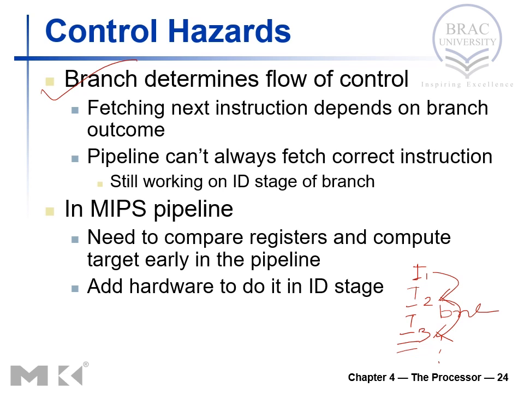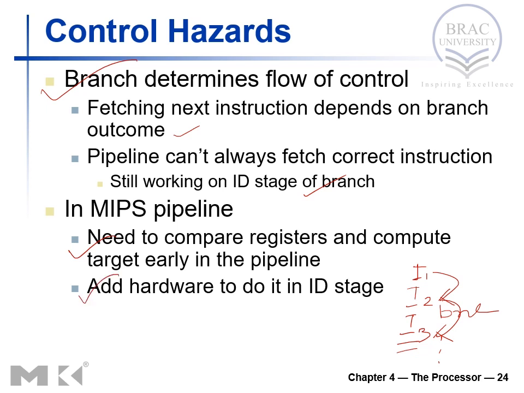So fetching the next instruction depends on the branch outcome. We can only tell whether to branch or not after we are done with the execution stage, that is, when the ALU performs the subtraction operation. Pipeline can't always fetch the correct instruction. We are still working on the instruction decode for the branch, which means we still require the branch decision to be made, whether to branch or not. In the MIPS pipeline, we need to compare registers and compute targets early in the pipeline. Add hardware to do it in the decode stage.